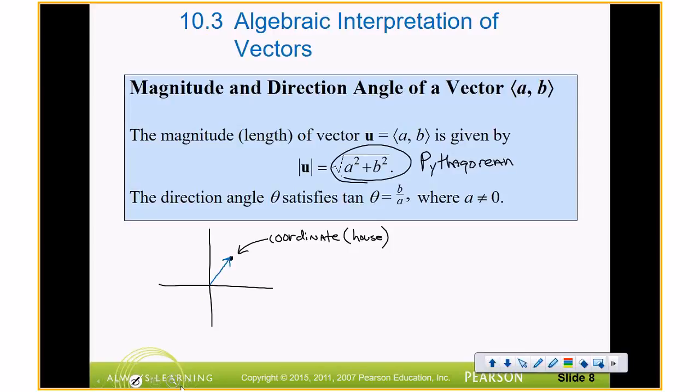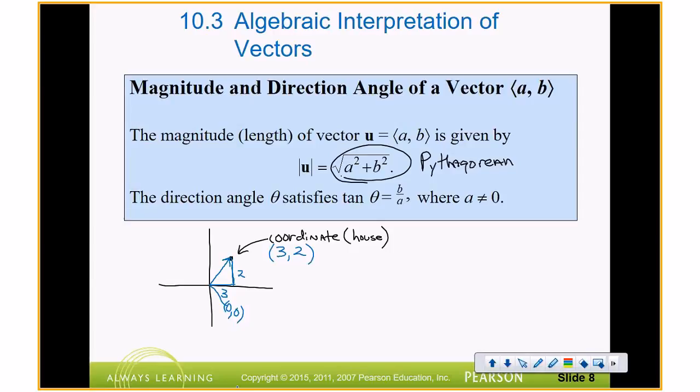Okay? And the position vector has a beginning coordinate of what? 0, 0. So if you take the distance from the coordinate to the beginning coordinate, you're going to find the magnitude of the vector. All right. So if this is 3, 2, then this direction is 3, and this direction is 2.